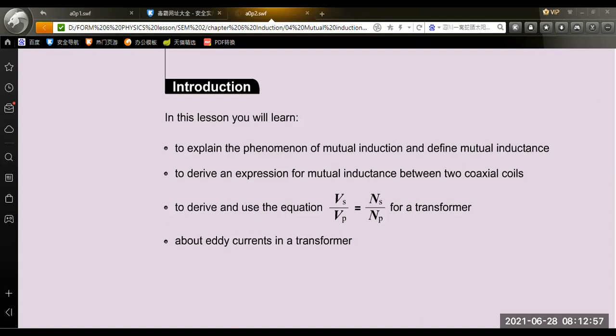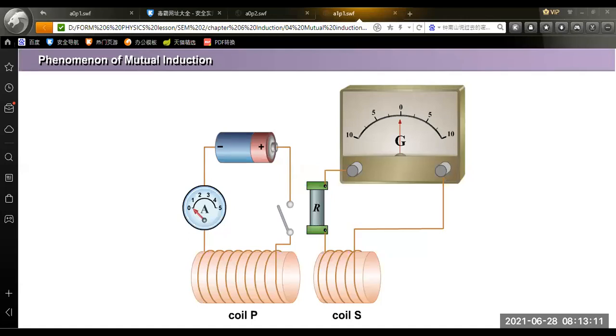Ladies and gentlemen, let's observe the slide. Now we have two coils, or two solenoids. Let's say we have coil P and coil S. Coil P and coil S have different numbers of turns, or different characteristics. Coil P is connected through an ammeter and is given a direct current power supply, whereas the second coil S is just connected to a resistor and a galvanometer.